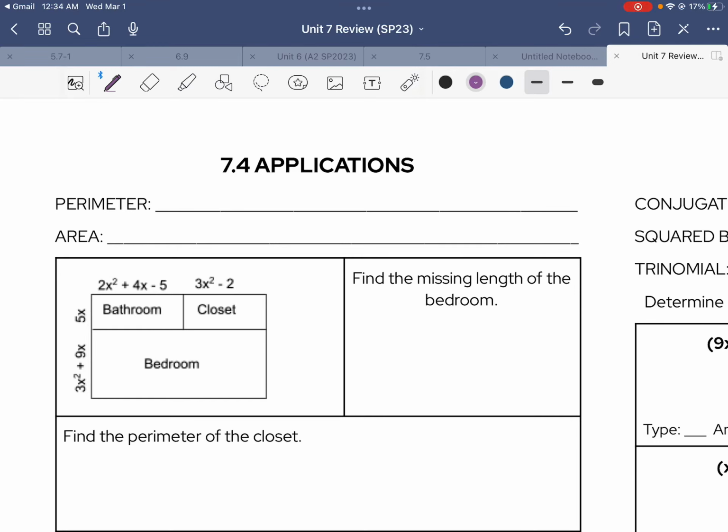Let's talk about how to find the area and perimeter of a shape. The perimeter is all the way around the outside of the shape. So what you're going to do is add all the sides together.